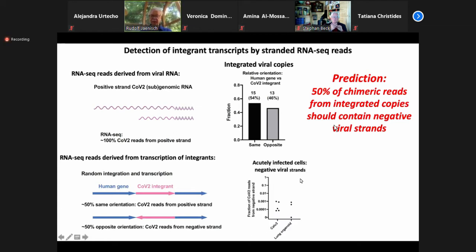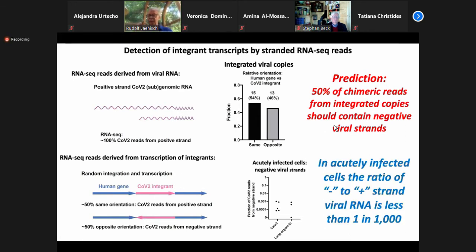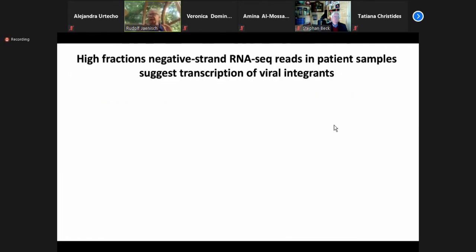So we looked at this in our own data and published data, and it's very low. It's between 0.01 and 0.01% of all viral reads are negative strand. So very little negative viral strand template is made in acutely infected cells. In the acutely infected cells, the ratio of minus to plus strands is less than 1 in 1,000, which really eliminates basically any artifactual chimeric generation during library preparation. So keeping this in mind, now we look at patient samples.